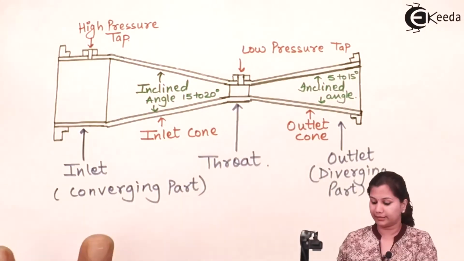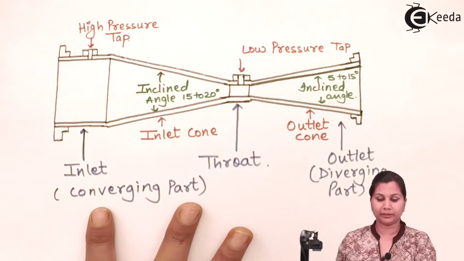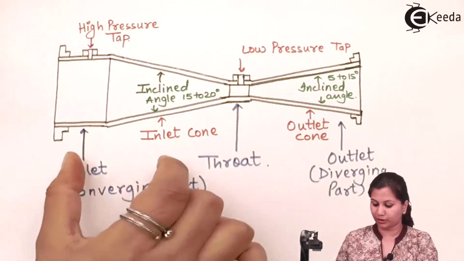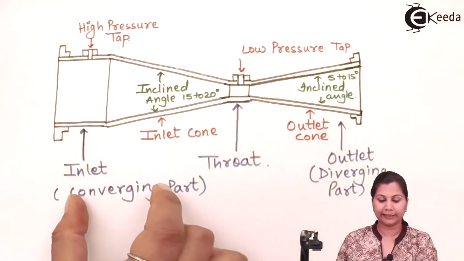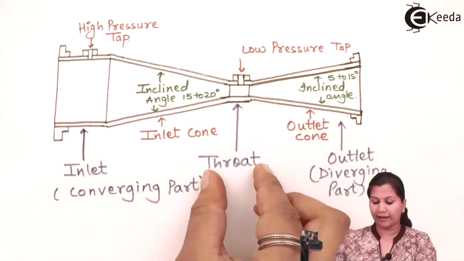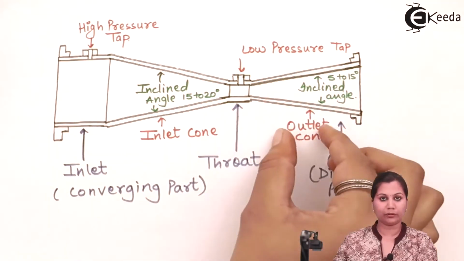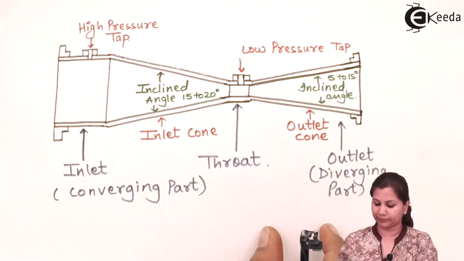So this is the diagram of the Venturi meter. You can see that it has three parts. The short converging part, that is the inlet cone. In the middle it has the throat, and in the last it has the outlet cone, that is the diverging part.